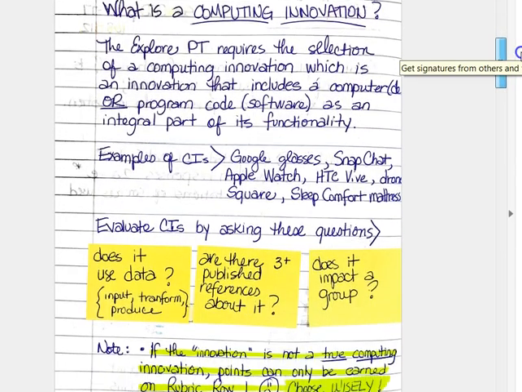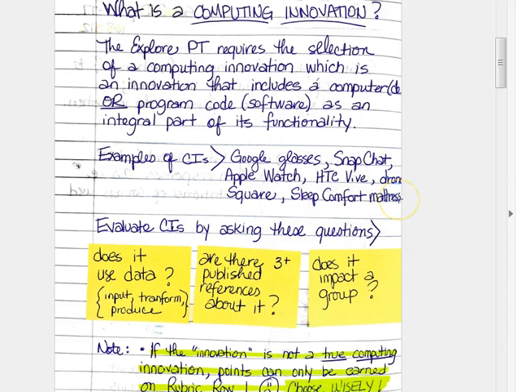The vital and important thing in getting ready to go into the Explore is choosing wisely. So what is a computing innovation? It must use program code or hardware or both, probably both, to function. Examples might be Google Glass, Snapchat app, really any app, an Apple Watch, HTC Vive, a drone. I would use a specific drone. I wouldn't just do drone technology in general. The Square reader for credit card. And then this is a new one that I've heard about, the Sleep Comfort mattress.